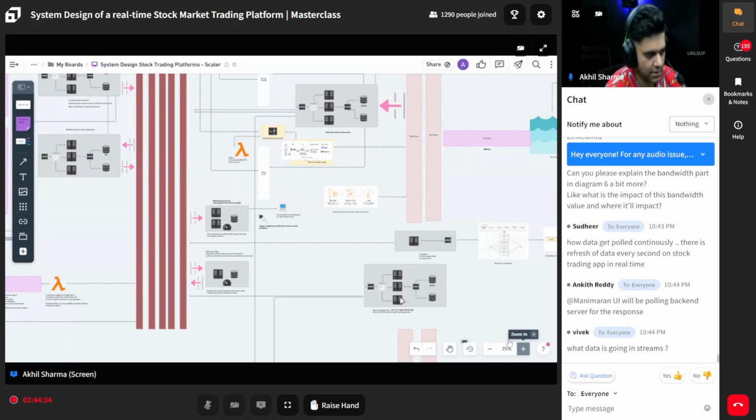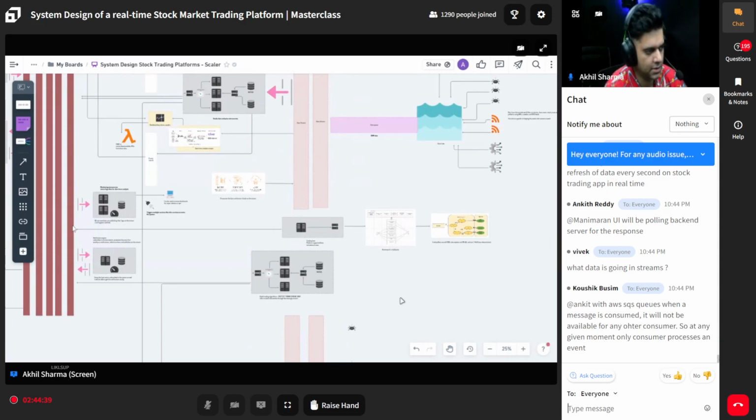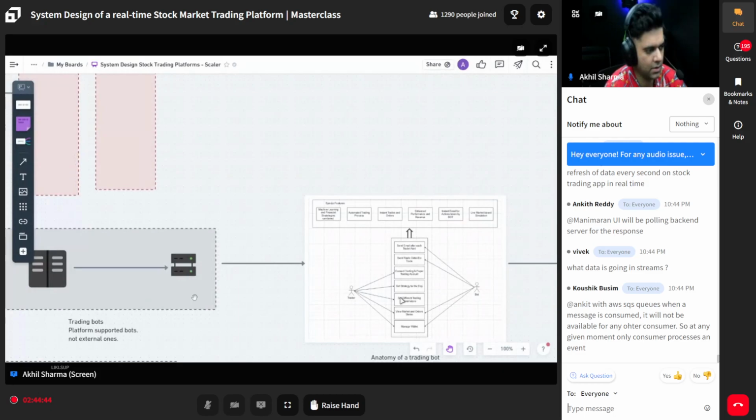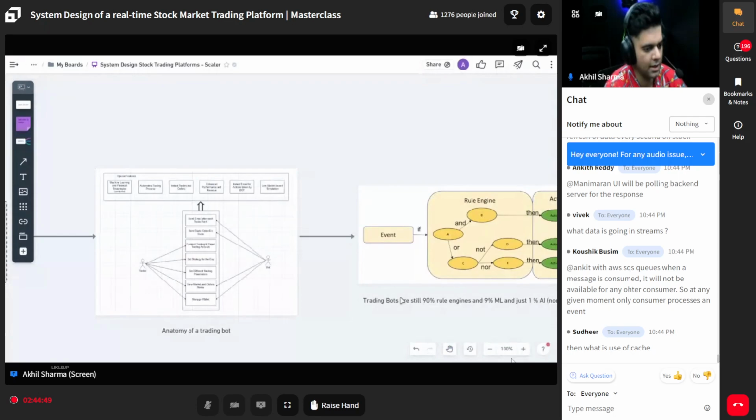All this information can also be consumed by trading bots, which can be supported by the platform or not, or some external ones as well. I've already talked about the rules engines and the anatomy, or the system design, of a trading bot also.